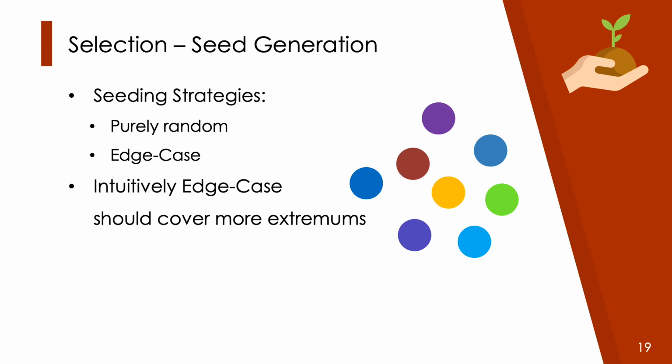But intuitively, we were thinking about using a strategy that we call edge case. And what that means is that, if you recall the boundaries that we were defining for our variation points, we pick up the minimum and maximums in those boundaries, or the lower bounds and the upper bounds, and use those values in our variants. Intuitively we can think of it as a way to cover more extremums of our system. And that turned out to be actually the case, and I will go over the empirical data comparing these two different seeding strategies later in the presentation.